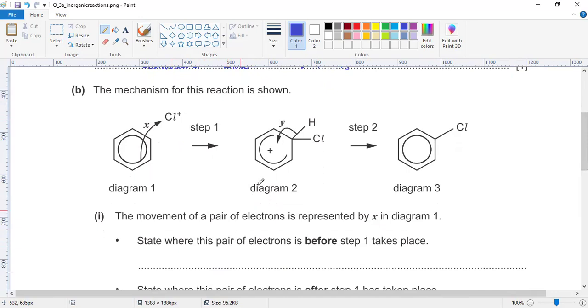The question is to state where the pair of electrons is before step 1. So step 1 is there. Before step 1, this electron pair is the ring system of the benzene, that is the delocalized ring. And you can also answer that these are the pi electrons in the ring.